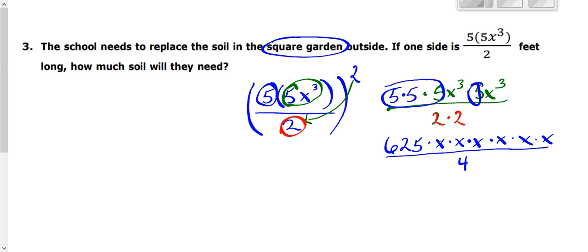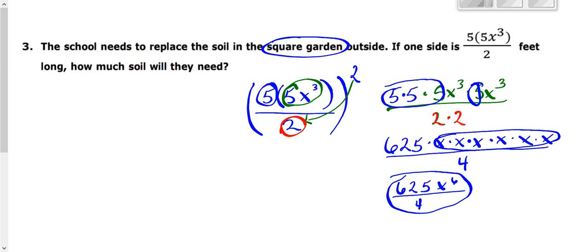Okay, so I can rewrite this x to the 3rd twice as x to the 6th. So I have 625 x to the 6th over 4. And I can check in my calculator to make sure 625 divided by 4 can't simplify anymore, and I don't think it can. So this would be my answer.